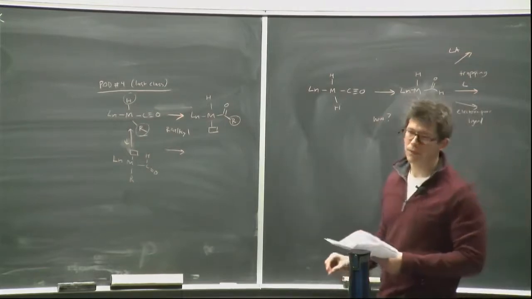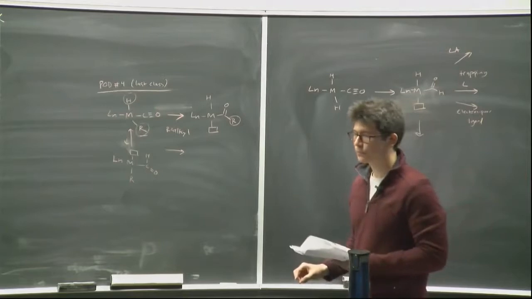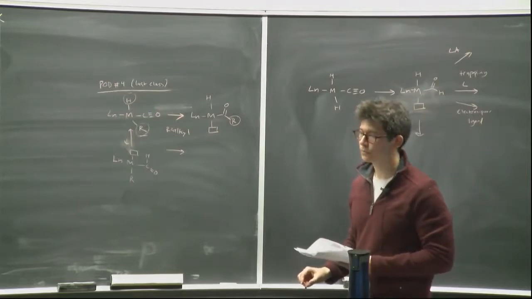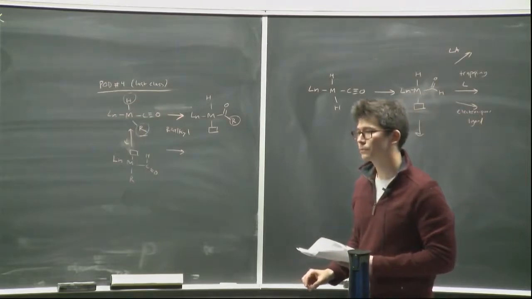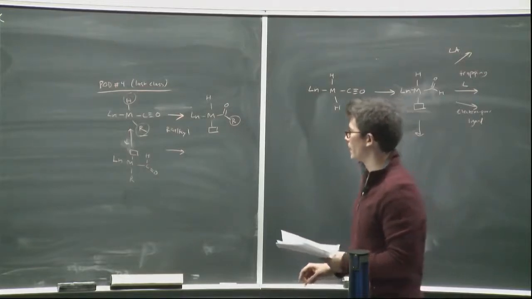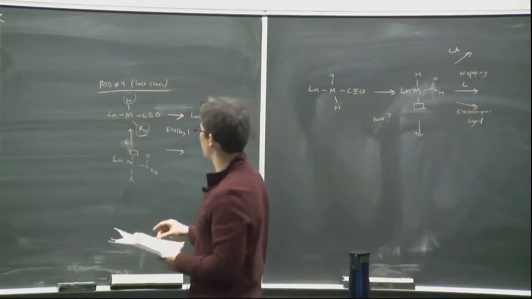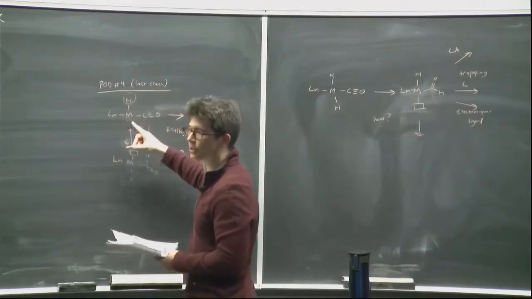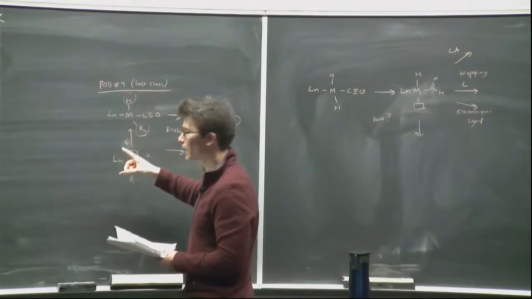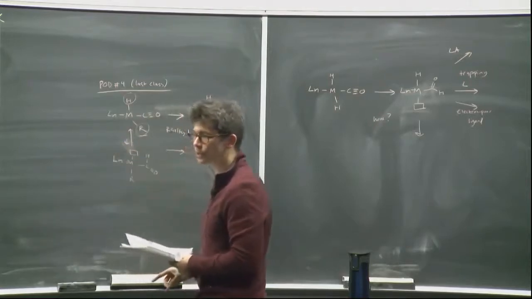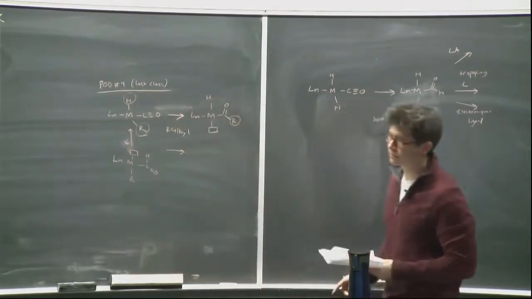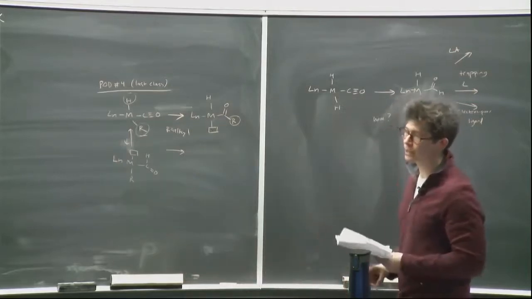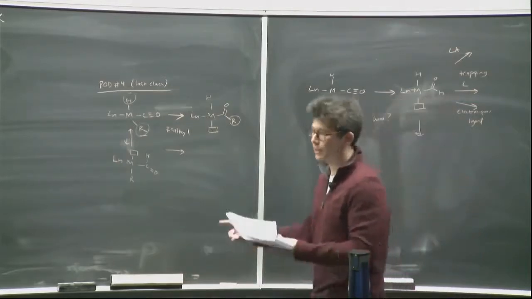Any other thoughts? I have a question. Why is the migration of an alkyl group more thermodynamically favorable than the hydride? Yeah, this has to do with the relative bond strengths of a metal hydrogen bond versus a metal alkyl bond. Metal hydrogen bonds are actually strong compared to metal alkyl bonds. It's on the order of like 10 kcal per mole, depending on everything else.